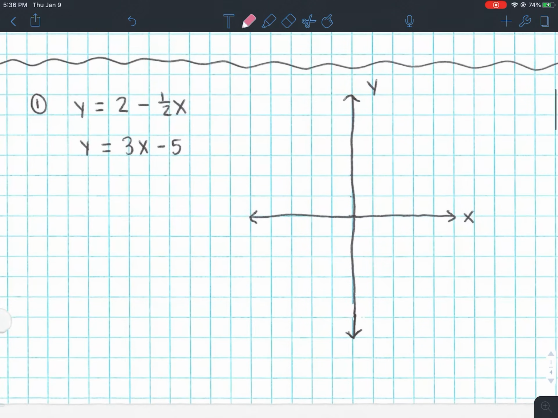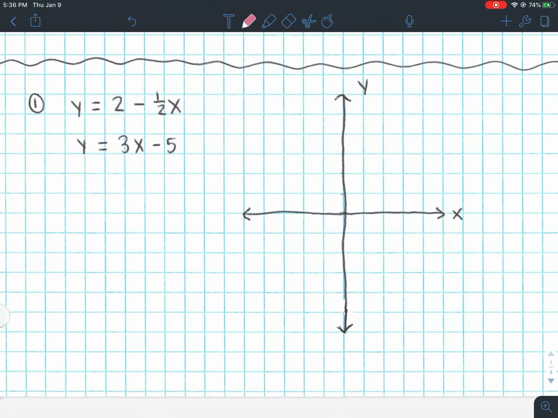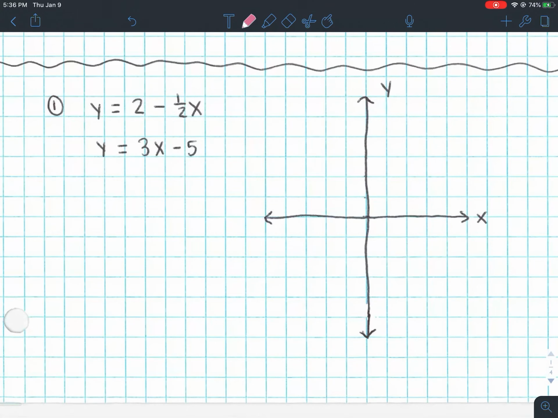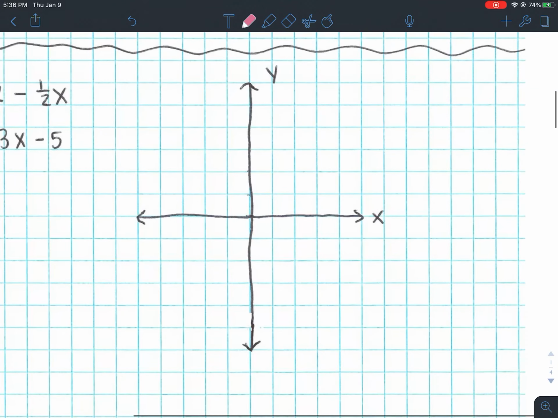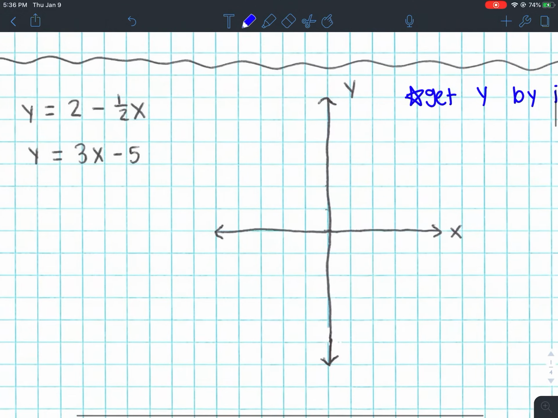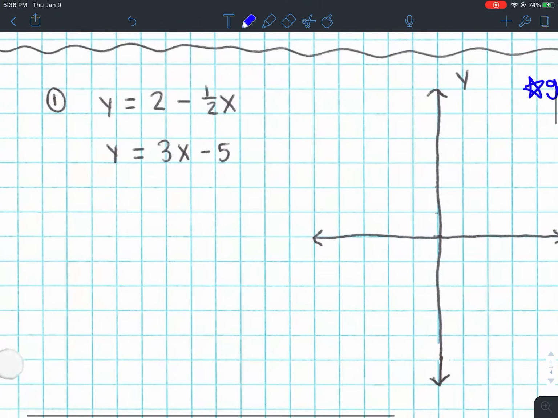Moving on to number 1, we have two equations here. Now, what do you notice about the form that they're in? They're in y equals mx plus b form. That's the easiest form for us to graph in, so the goal is to always try to get y by itself. Okay, your goal is to get y by itself because it's going to be a lot easier for you to graph if you have y by itself because it'll be in slope-intercept form or y equals mx plus b form.